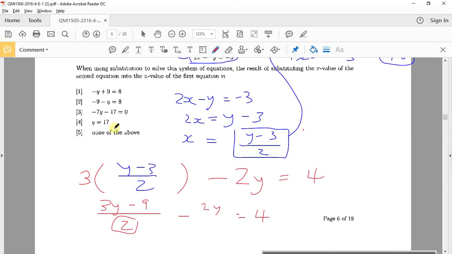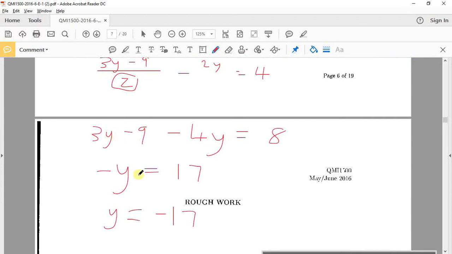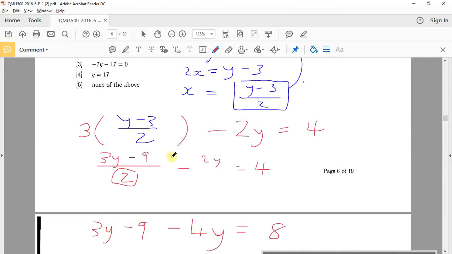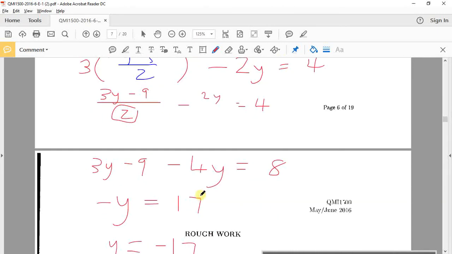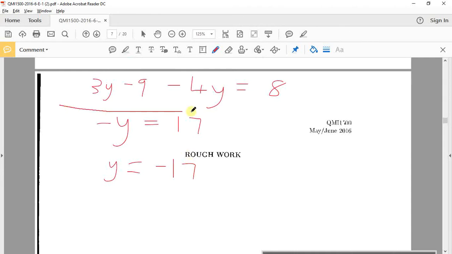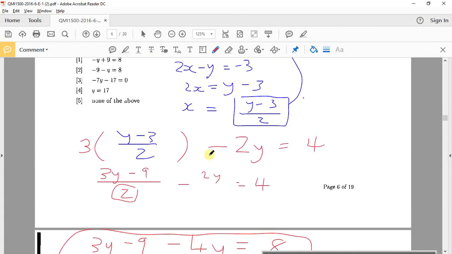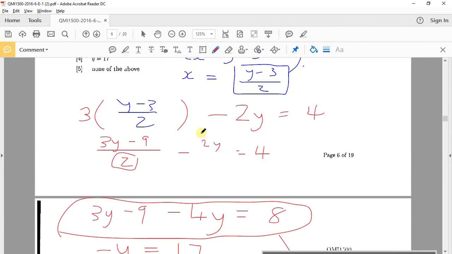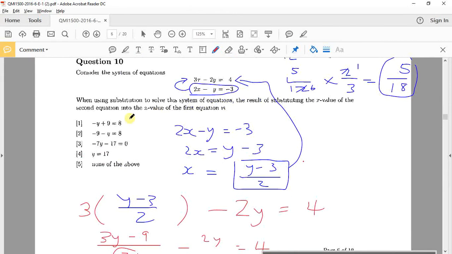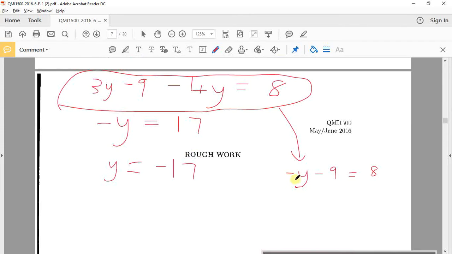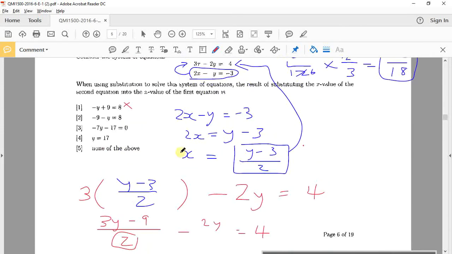Y equals minus 17. No, not there. Is there another option? 3y minus 4y minus 9. Okay, there's the 9 there, so maybe that's one. Let's check. Okay, so let me just write this in a different notation. Okay, this could be written as minus y minus 9 equals 8. Does that look the same? Minus y plus 9 equals 8. No, that one's also wrong. So that one's wrong. This one, minus 9 minus y equals 8. Yes, that one's right there.